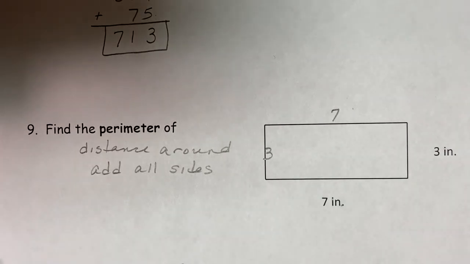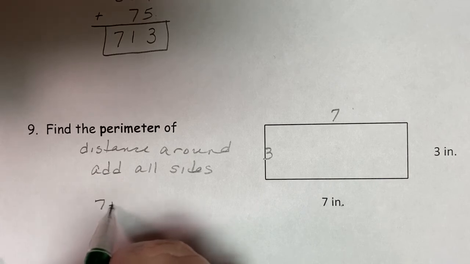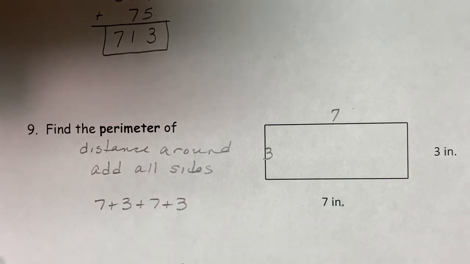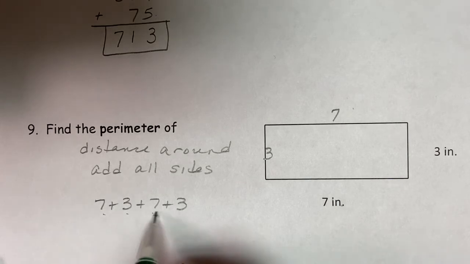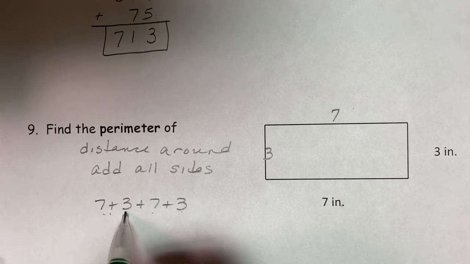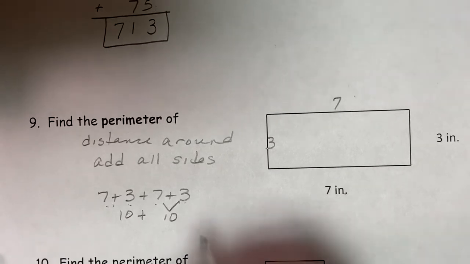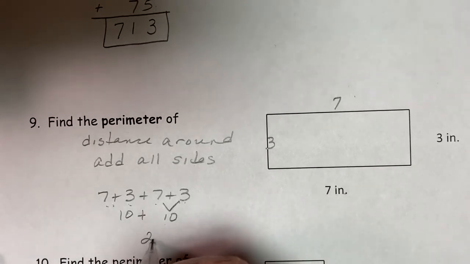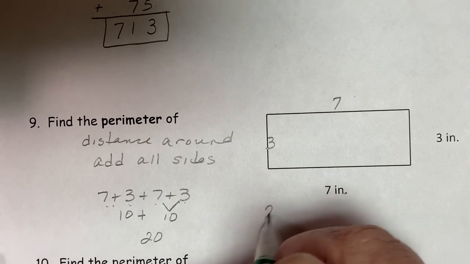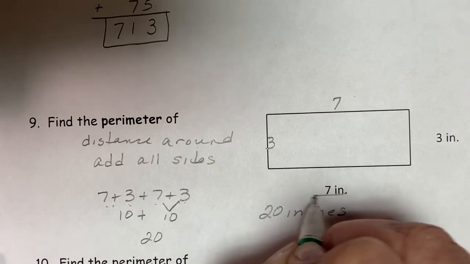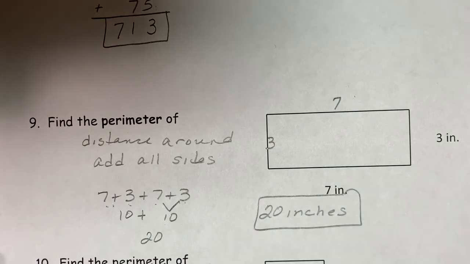So to find the perimeter, I have to add 7 plus 3 plus 7 plus 3. There are 4 sides, so I have to have 4 numbers here. If I add them together, 7 plus 3 is 10, 7 plus 3 is 10. It doesn't matter what order I add them. You can see 10 plus 10 is 20. So my perimeter is 20. Don't forget to label your answer: 20 inches.